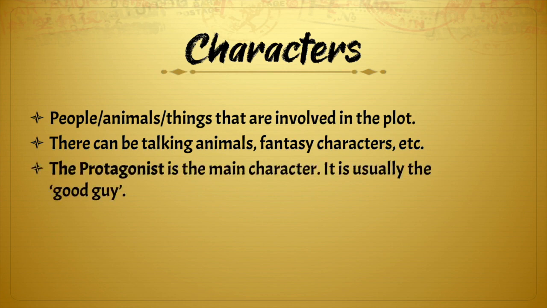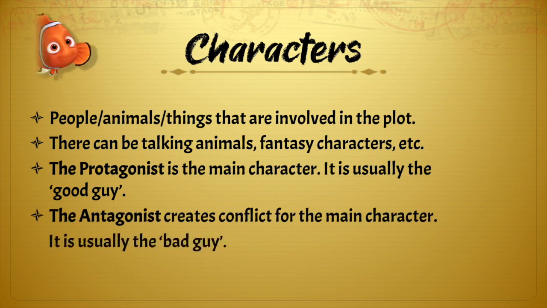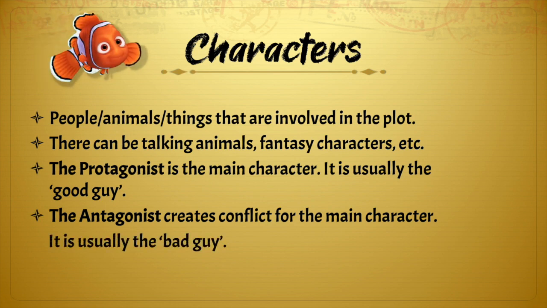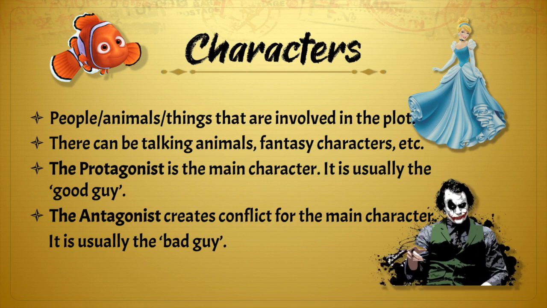The protagonist is the main character. It is usually the good guy. The antagonist, instead, creates conflict for the main character. It is usually the bad guy. Here we have Nemo. Nemo is a protagonist, or Cinderella also is a protagonist. But we have the Joker. The Joker was the antagonist, and recently we have seen him as a protagonist of a movie.